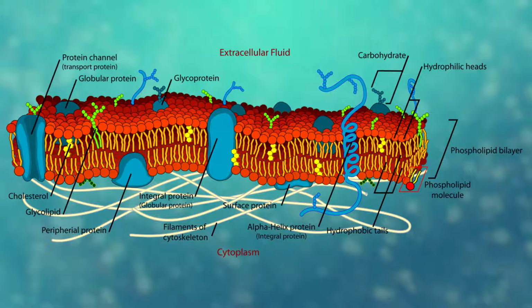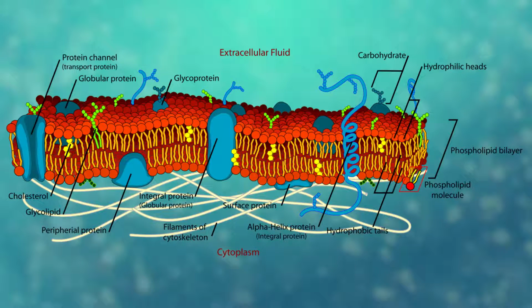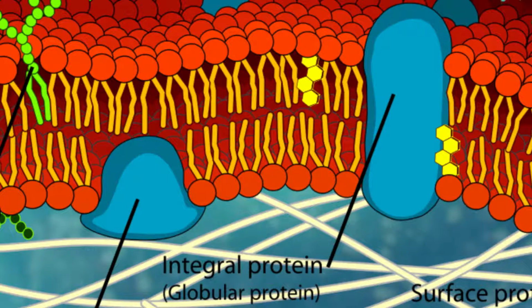It is made of two layers of phospholipids with polar heads on the outside and nonpolar tails in the middle. The cell membrane also contains many proteins, consisting of two types: peripheral proteins that only touch one side of the bilayer, and integral proteins that touch both sides.